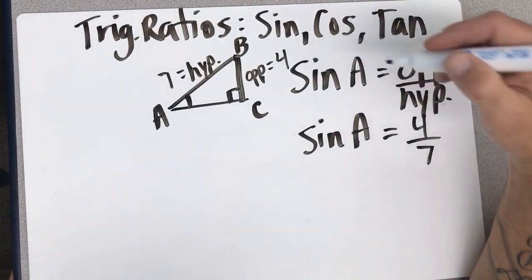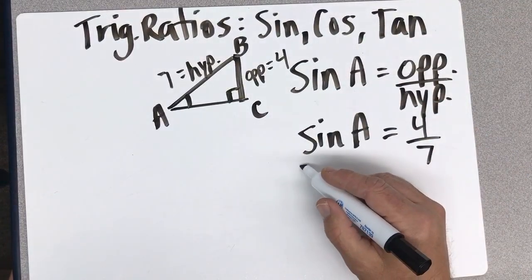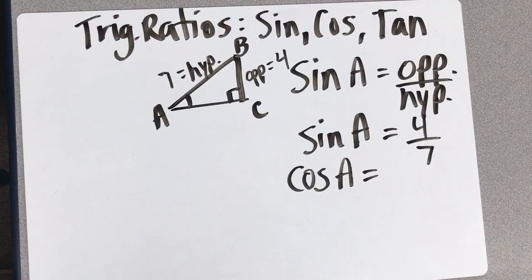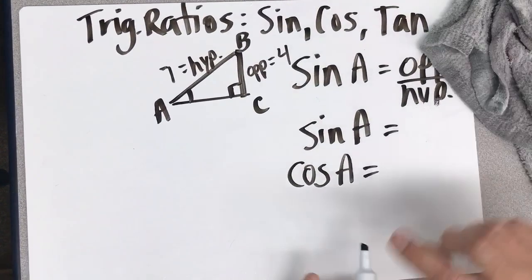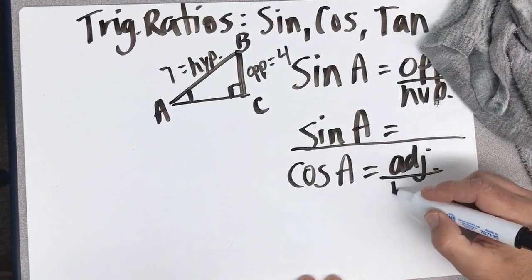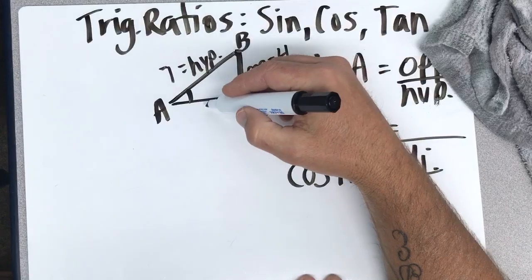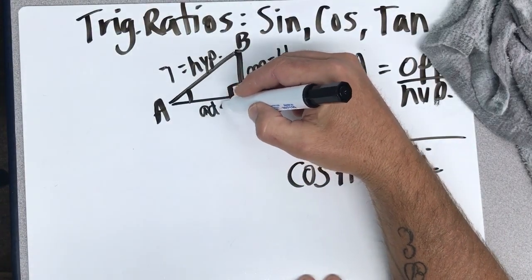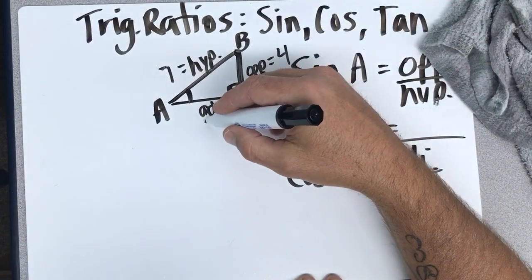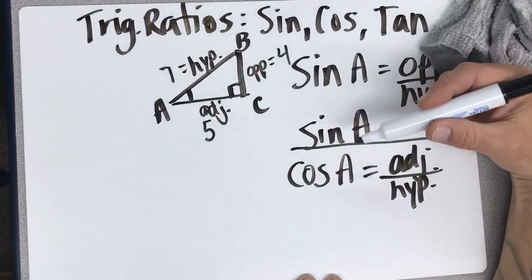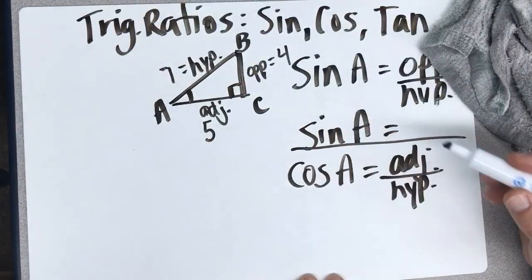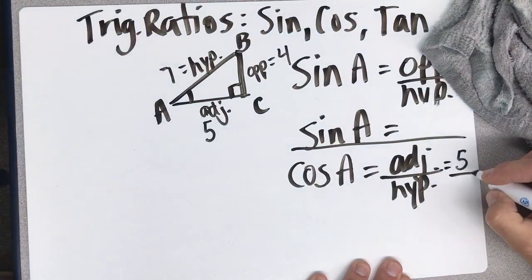So if you're looking for the cosine, we'll stick with angle A for now. So cosine of angle A is going to be your adjacent side, so the side right next to it, over your hypotenuse. So this side right here is adjacent to angle A. So let's say the adjacent side was 5. So in this case, the cosine of angle A is going to be adjacent over hypotenuse, or 5 over 7.